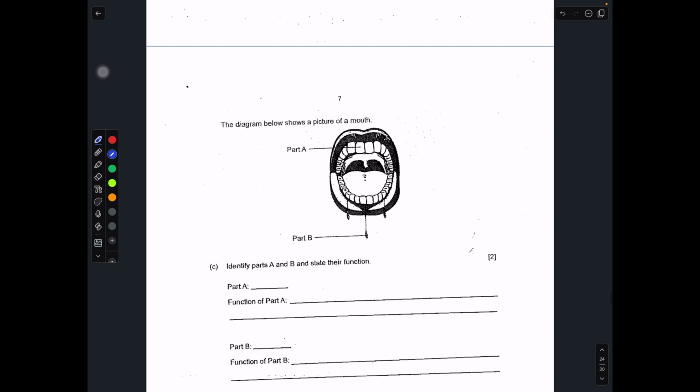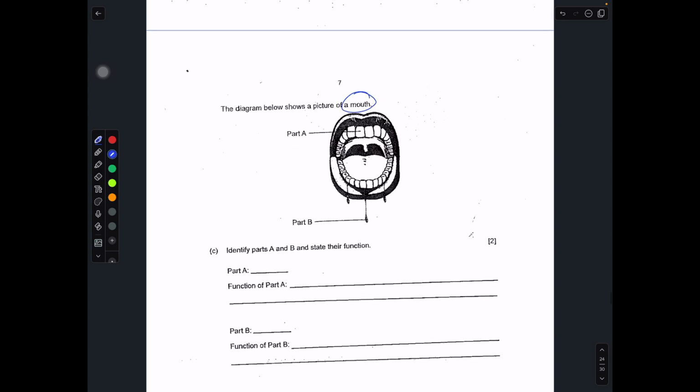Okay, the diagram shows you a picture of a mouth. So usually the mouth has three organs: the teeth, the saliva, as well as the tongue. The tongue rolls food into a ball so that you can swallow it through the gullet more easily. The teeth is usually to chew the food into smaller pieces, not simple substances.